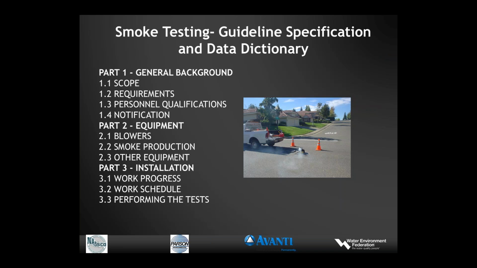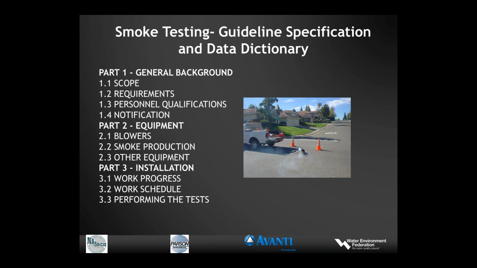The smoke testing, something that was produced the last few years. It's a guideline specification and data dictionary, which describes a lot of the terms used in smoke testing. Again, general background includes scope, requirements, and personnel qualifications. Part 2 would be equipment, the type of equipment that would be used with smoke testing, blowers, smoke production, etc. Installation, again, how the work should progress, how to schedule it, and of course it'll go into notifying homeowners and things of that nature. So in the event smoke gets into a home, what to do, and what information should be provided in the event that happens.